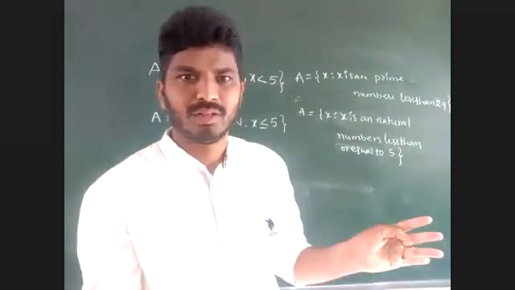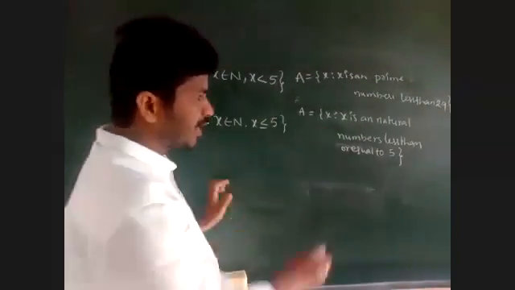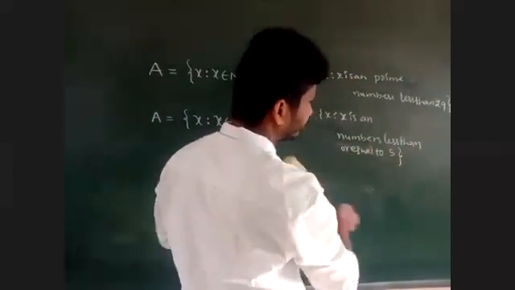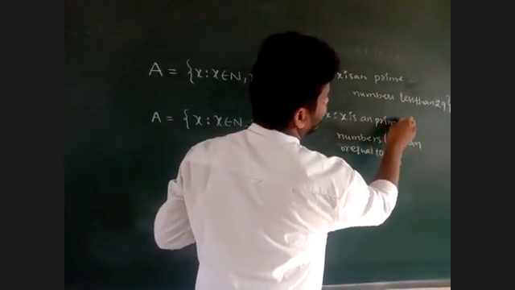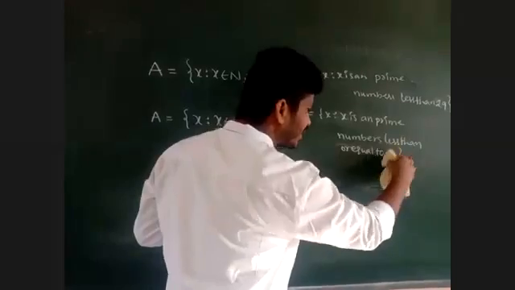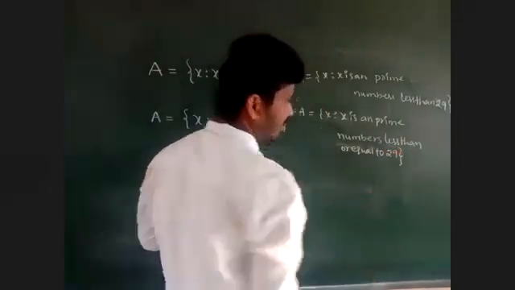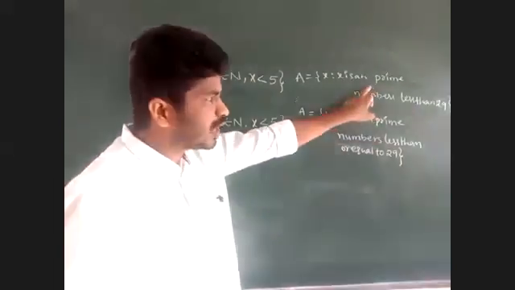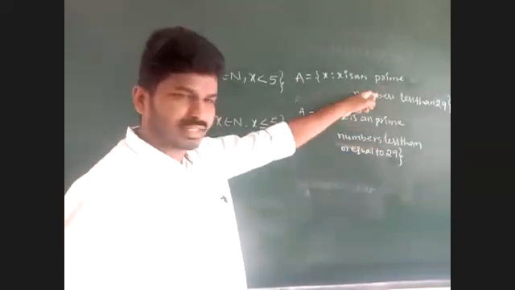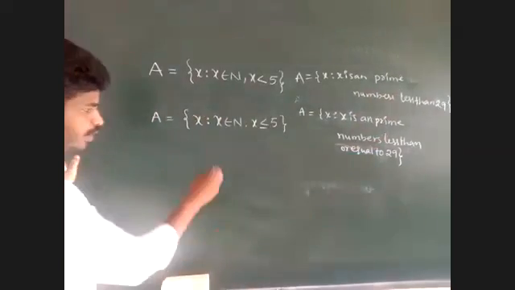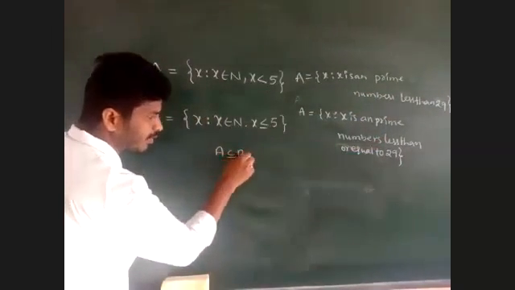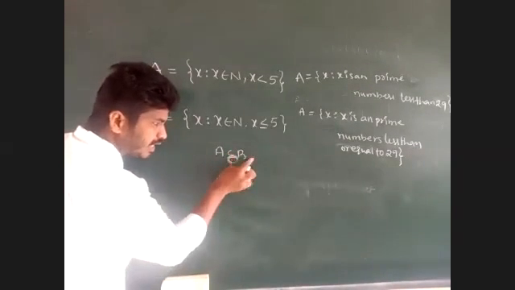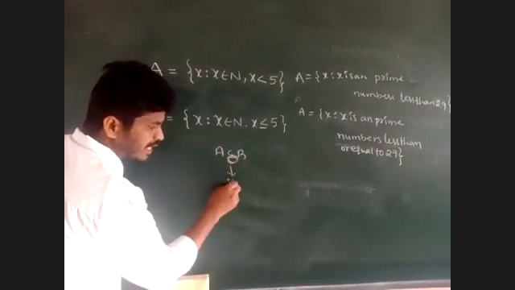But in the second set, x such that x is a prime number, the prime numbers are less than or equal to 29. Here we should consider 29. In the first set we should not consider 29. So in that also, if A is a subset of B, it is nothing but an equal to symbol is there. That's why in this set we should consider itself.